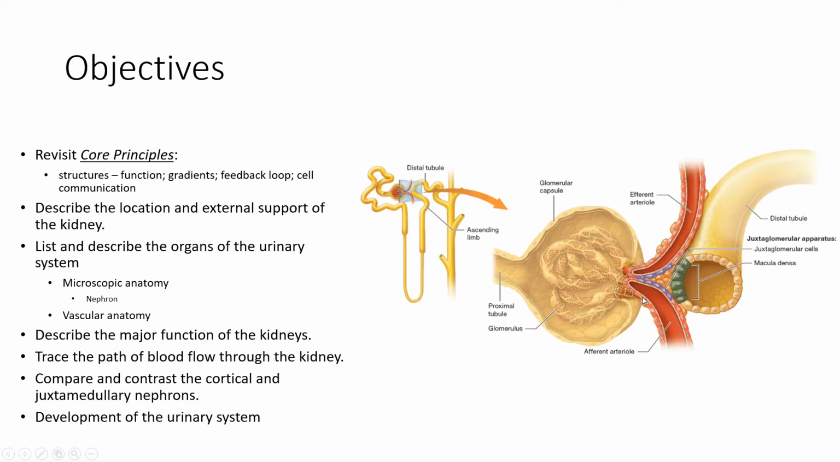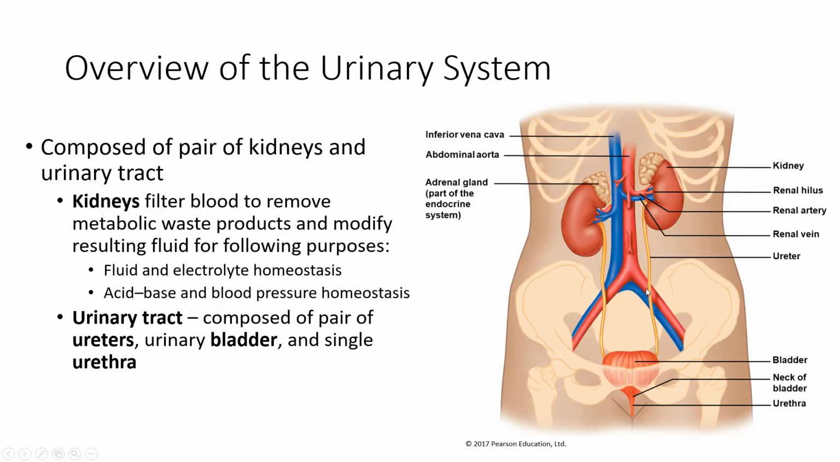We're going to compare and contrast cortical versus juxtamedullary nephrons. And we're also going to look at something called the juxtaglomerular apparatus, and we're going to start talking about what these cells do in order to maintain homeostasis in the system. We're also going to look at the development of the urinary system.